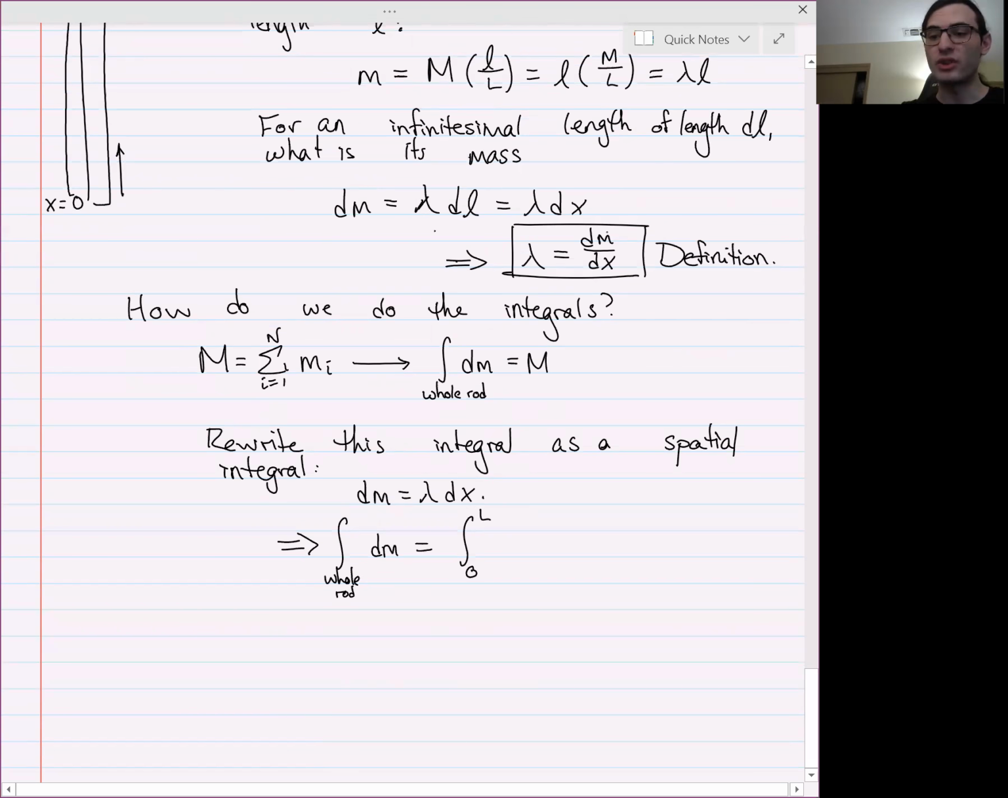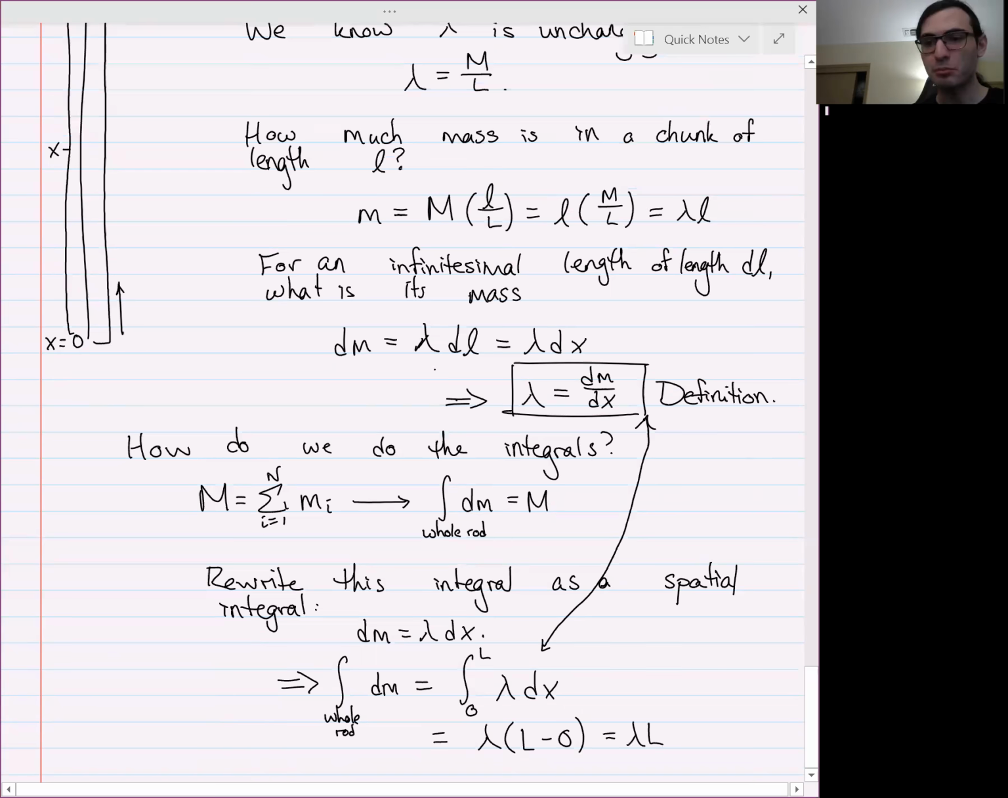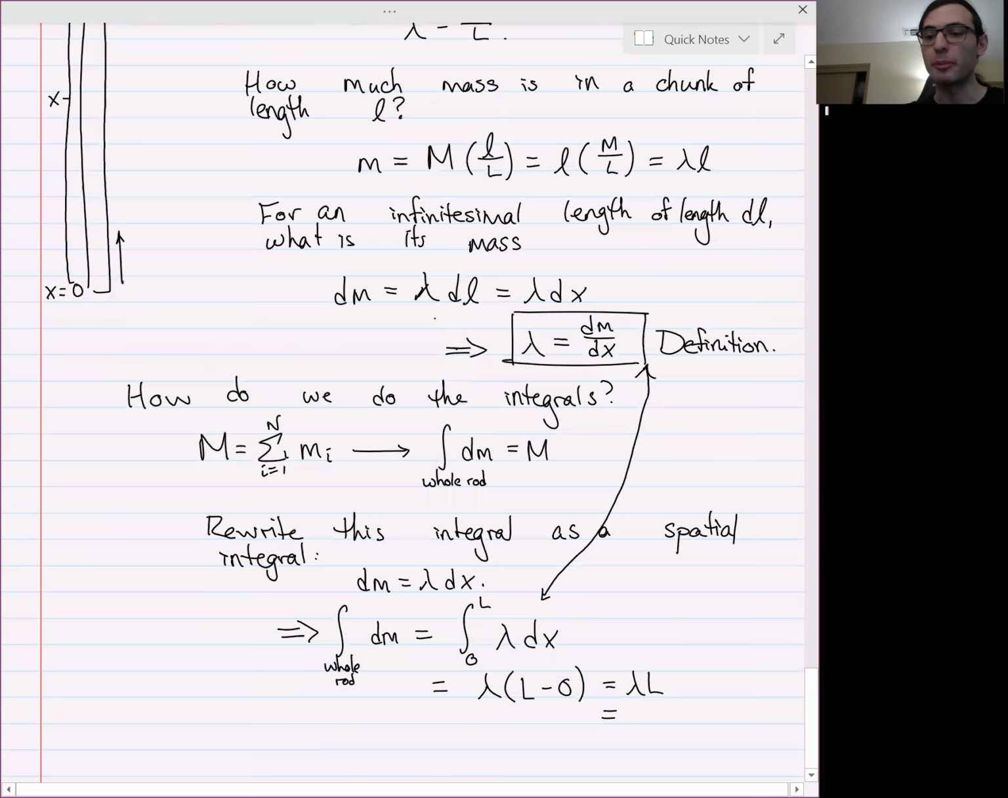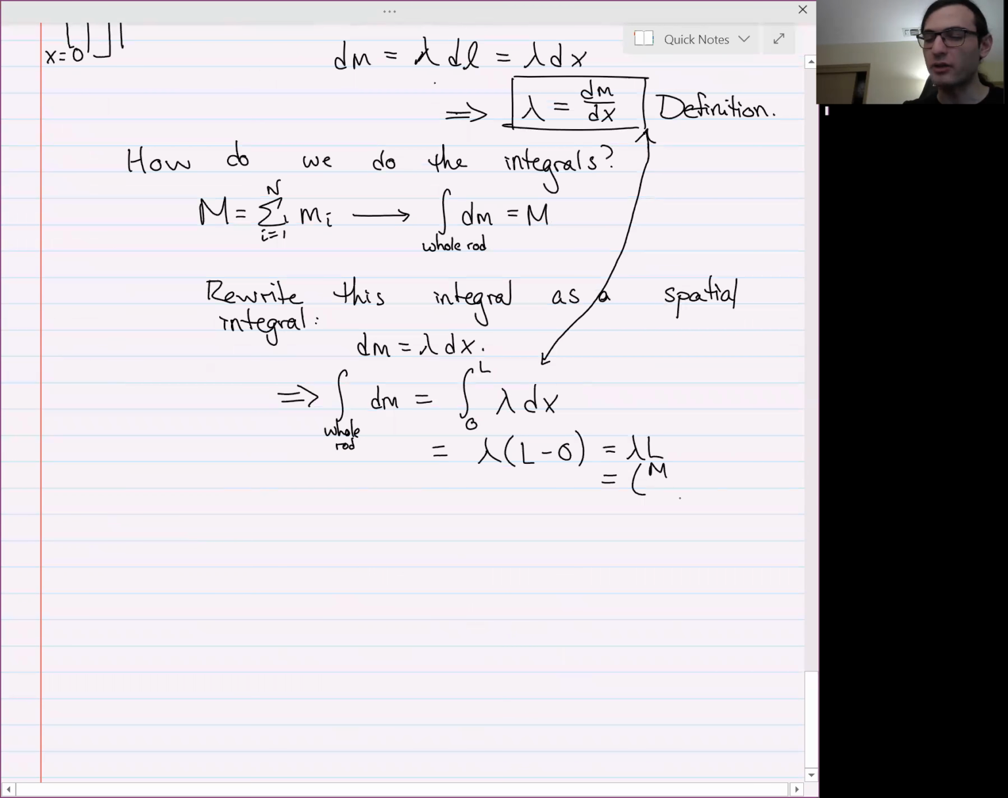And then we can use this formula up here to figure out what dm is in terms of dx. It is just lambda dx. And so we can just do this integral now. Lambda is a constant in this case. So this would just be lambda times (L minus 0), which is just lambda L. And we know what lambda is. Lambda is m over L, right? So this is m over L times L, which is just m. And that checks out. This is supposed to be equal to the total mass of the system.